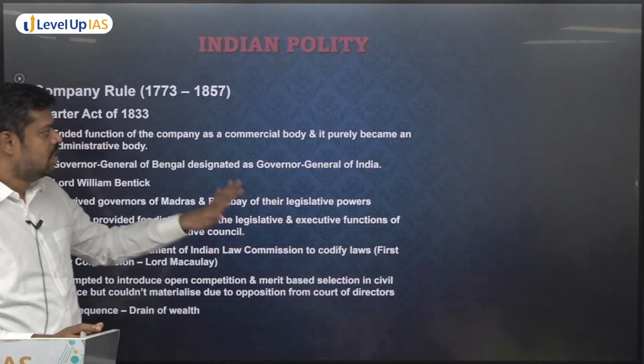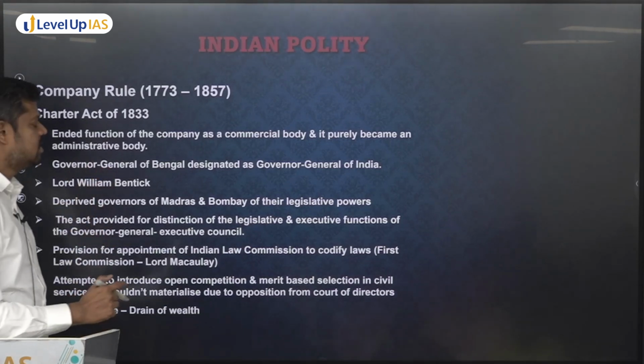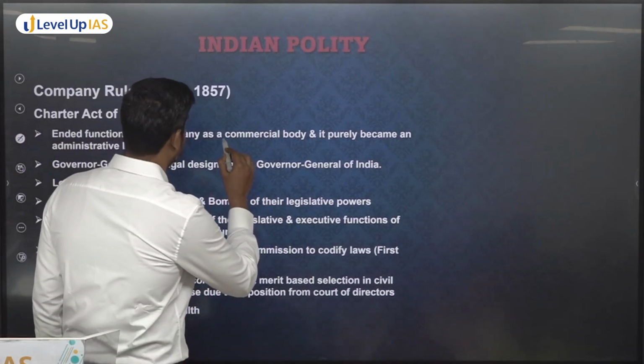Okay, so this is one major change that has happened. Apart from that, a lot of other changes have also happened. So the first thing is it ended the company as a commercial body.